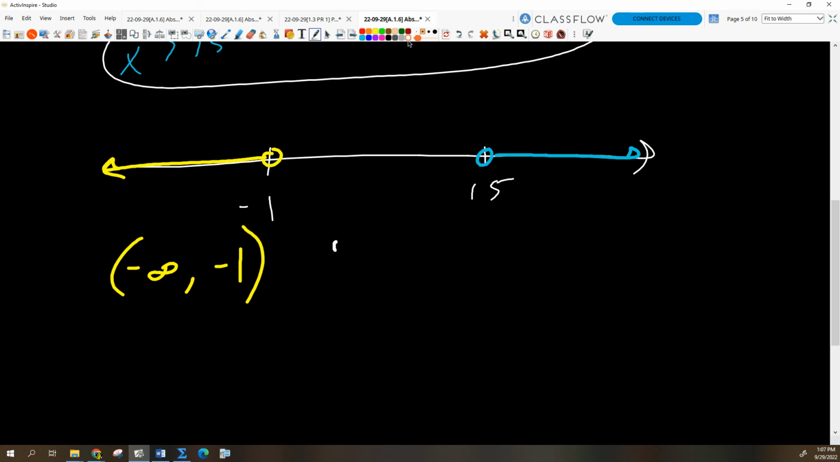And how do I do or with interval notation? Good, that's my U. And then the blue, how do I say greater than 15? Parenthesis. Go ahead, everybody can pitch in. 15, comma, infinity, parenthesis, good. Okay, good. Give me 1 to 5. How we doing? Okay.